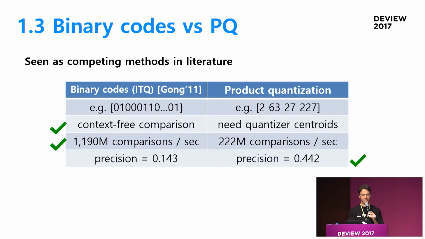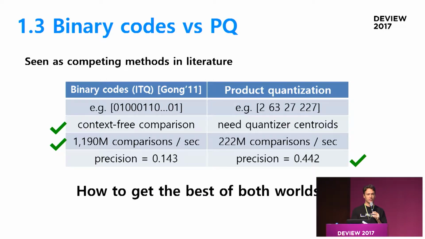For the same number of bits, the precision of binary codes is much lower than the precision of PQ codes. So basically, for a given number of bits, you have the choice between fast binary techniques which provide lower accuracy, or slower techniques which provide higher accuracy. And the question we're asking in this work is whether we can get the best of both worlds.